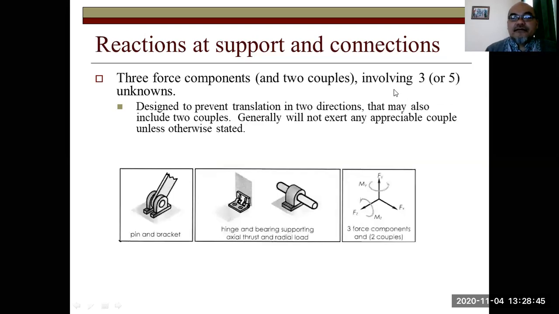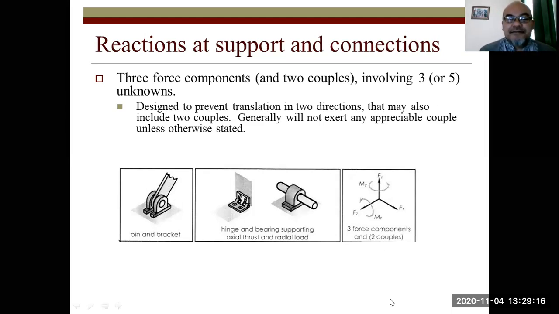So now here we can also have five unknowns when that support or interaction can only rotate about a single axis. It cannot translate in all three axes, and it cannot rotate about two of the axes. So this is, for example, usually hinges: hinge and bearing, supporting axial truss, and pin and bracket.